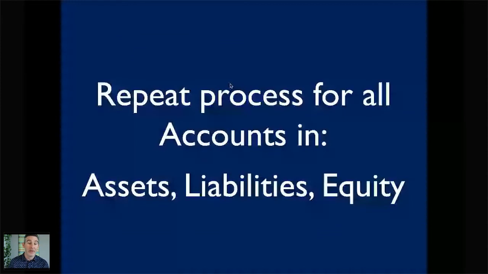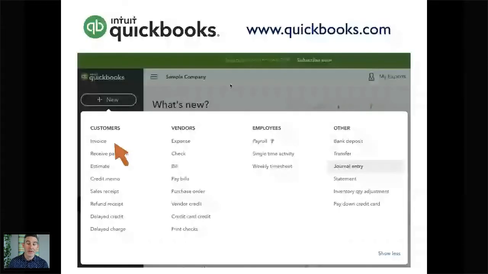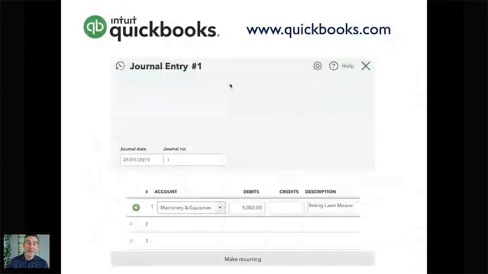And then you'll go over to New. You'll create a journal entry, and you'll do the same thing. So you'll enter, in this case, I just gave an example, machinery and equipment. You select that account. We're going to call it $5,000. Maybe it's a riding lawnmower.